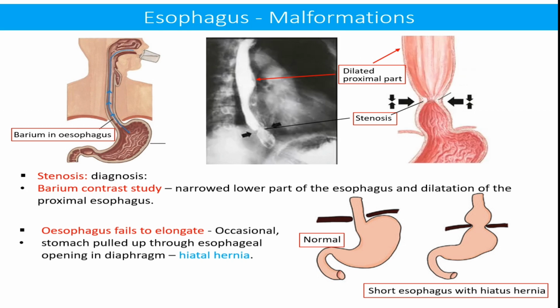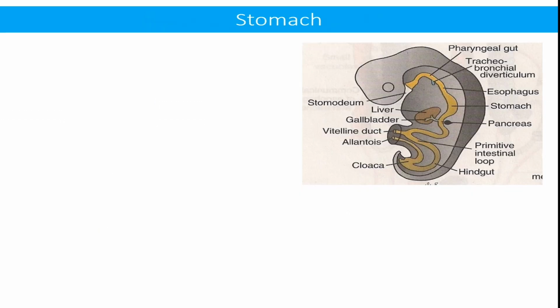Occasionally, the stomach is pulled up through the esophageal opening in the diaphragm, and the result is a hiatal hernia. Now we start with the morphogenesis of the stomach.